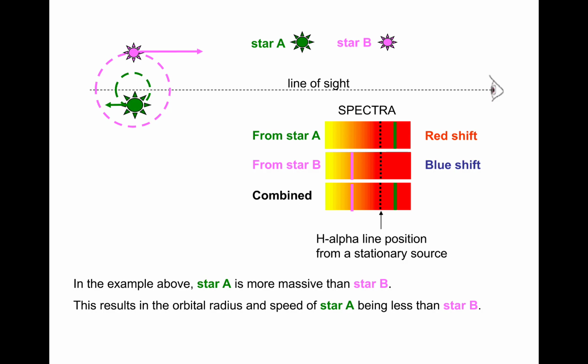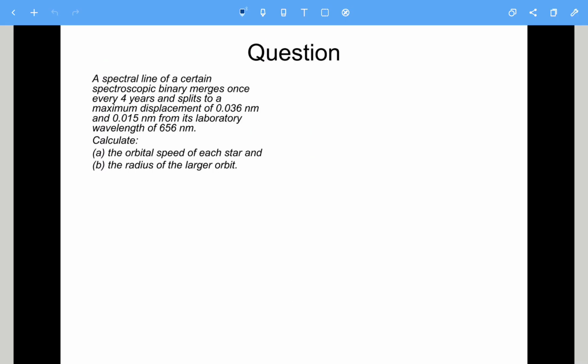Right, so I've got a question for you to do. It's a little bit tricky, but we'll see how you get on. All right, let's look at this one then. This is a spectral line of a certain spectroscopic binary. It merges once every 4 years and splits to a maximum displacement of 0.036 nanometers and 0.015 nanometers from its laboratory wavelength, which is the source wavelength of 656. The first thing we need to do is calculate the orbital speed of each star.